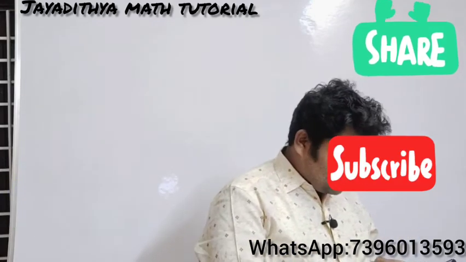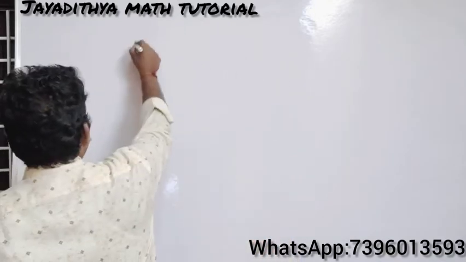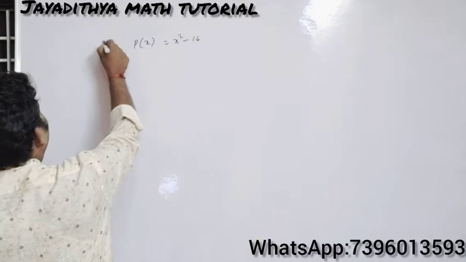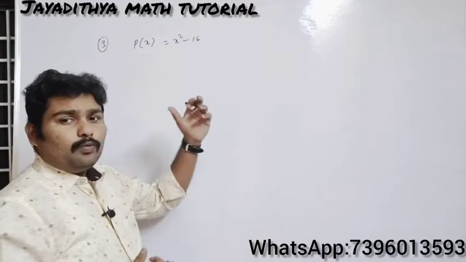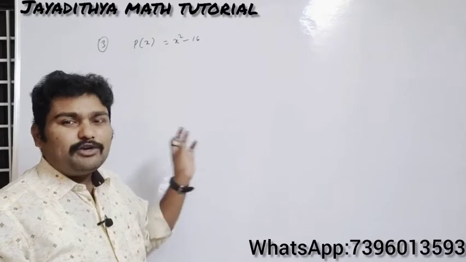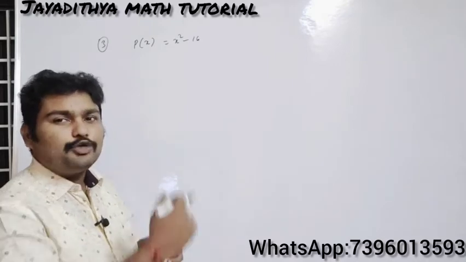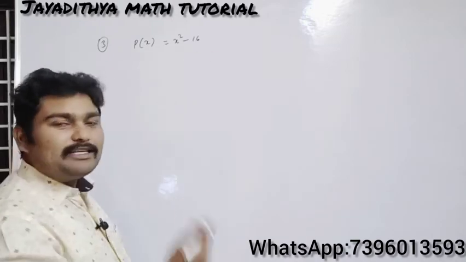Now let us go for the third question, that is, verify the relation between zeros and coefficients of the quadratic polynomial x square minus 16. So here p of x is equal to x square minus 16. Here he is asking us to give the relation between the zeros and coefficients. Actually this is a lengthy question, it should be asked in 2 marks at least, but he has asked in 1 mark. So first of all you need to find the zeros here.